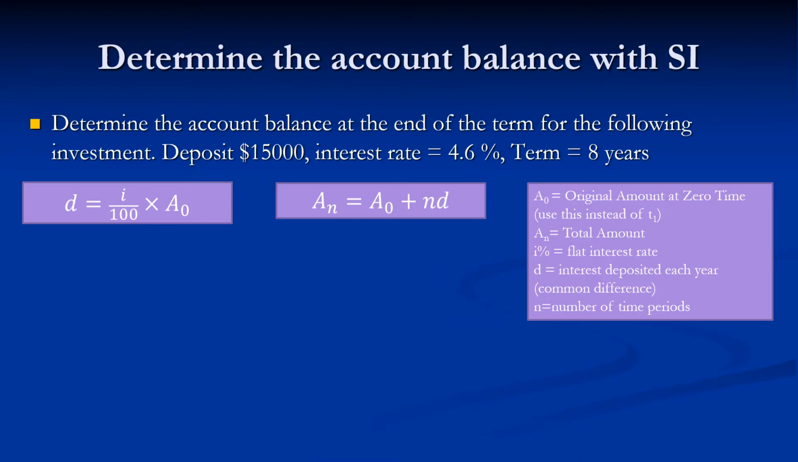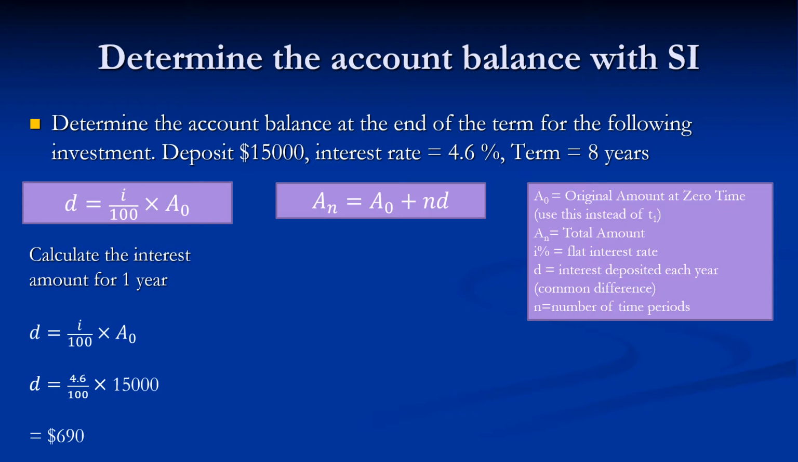So let's have a go at a couple of equations and problems using simple interest. Using this formula, determine the account balance at the end of the term for the following investment. We've got a deposit of $15,000, an interest rate of 4.6%, and a term of 8 years. So what do we need to do first? We need to calculate the deposit or the amount for each year. Now this is the common difference, the interest deposited into the account each year.